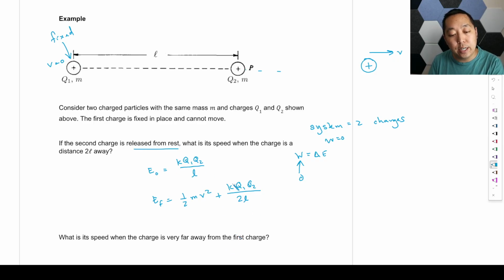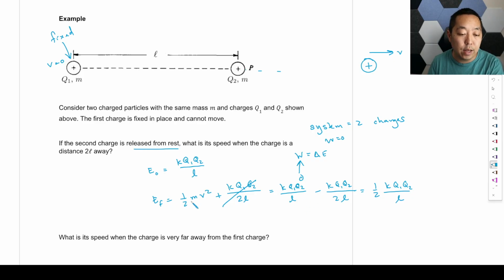That's the energy there, and we're just going to set them equal to each other. K Q1 Q2 over L. We're going to subtract this over to this side, because we're solving for the 1/2 mv squared, or solving for v. This minus this is like one of these, and this is like 1/2. So we're going to be left with 1/2. If you factor out the K Q1 Q2 over L, you're going to have 1 minus 1/2. That's 1/2. The 1/2s will cancel. Divide by m.